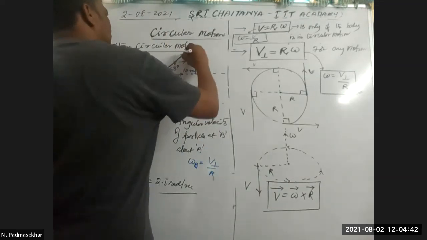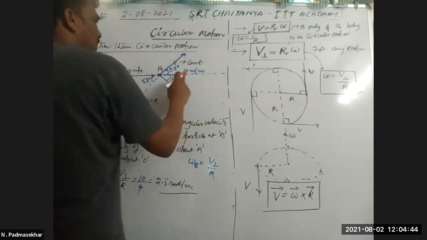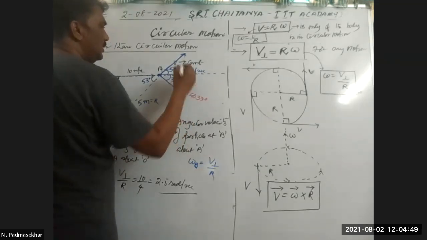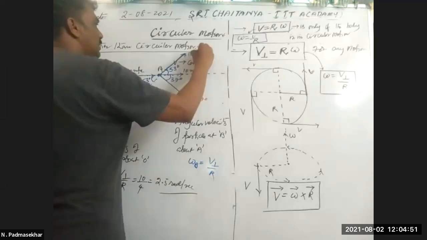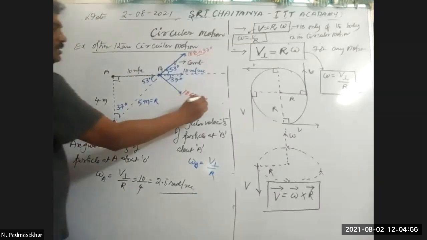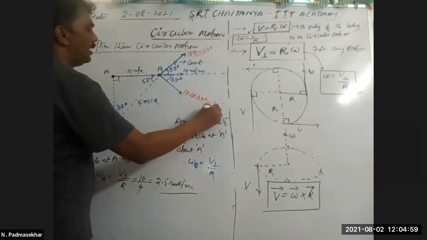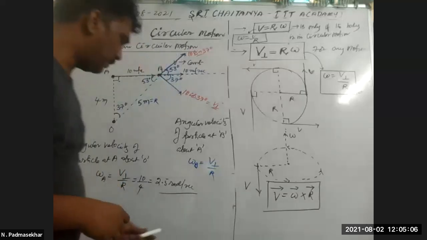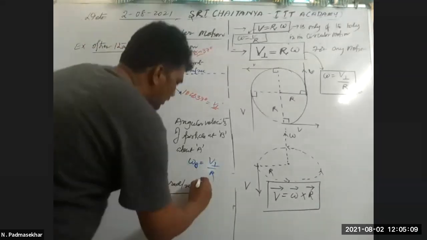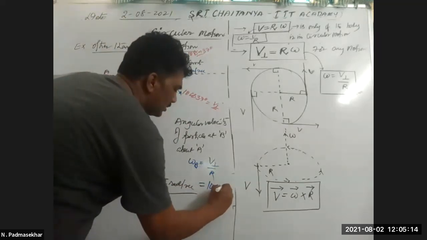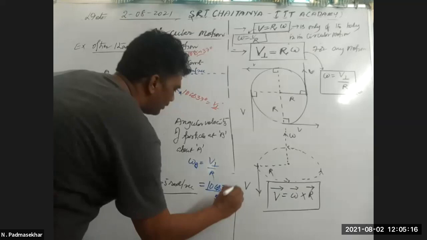This is 10 cos 37, and this is 10 sin 37. 10 cos 37 is the velocity perpendicular to the radius vector. So then what I have to write is 10 cos 37 by 5.